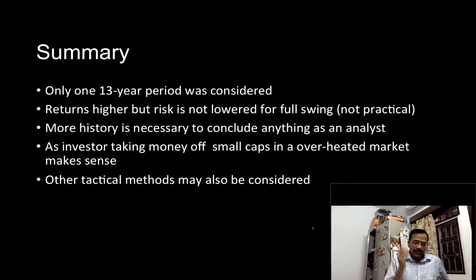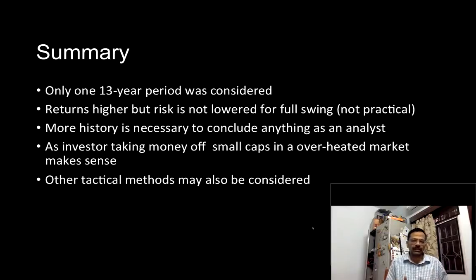So what is the summary? I have considered only one 13-year period. The return is higher, but the risk is not lowered, at least for this. But please recognize this is not a very practical portfolio, because we are swinging all the way from 100% large cap to 100% small cap and back and forth. So it's not a practical swing in real life.